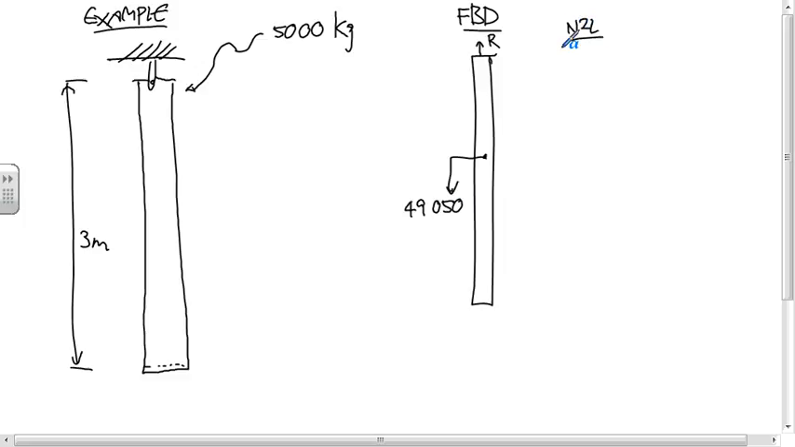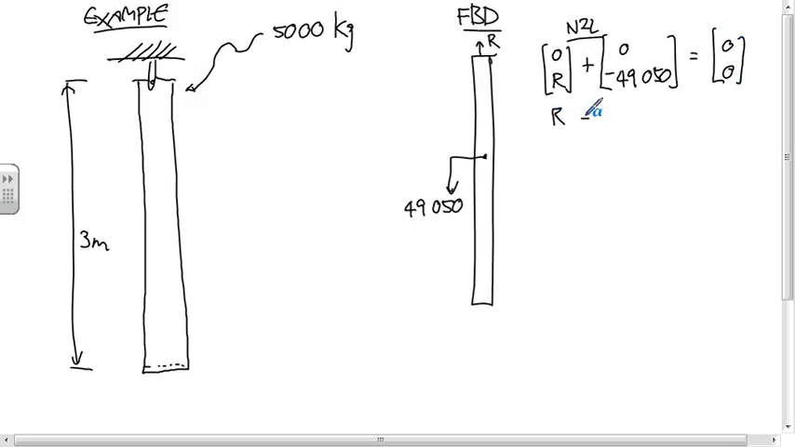So Newton's second law says 0 R plus 0 negative 49,050 is equal to zero. So R is equal to positive 49,050 newtons. So our final drawing of all the external loads is we have a distributed load due to the weight.